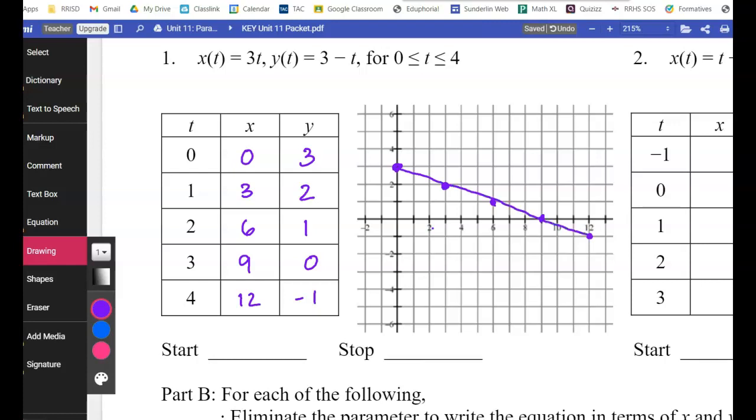And our starting point is (0, 3). Our stopping point is (12, -1). And we indicate direction, it wanted us to indicate direction, just somewhere on this line, putting an arrow for which way we're going. It doesn't matter where you put it, as long as there's an arrow somewhere on it.